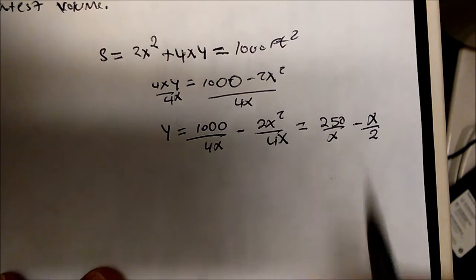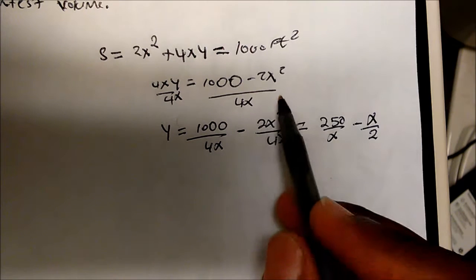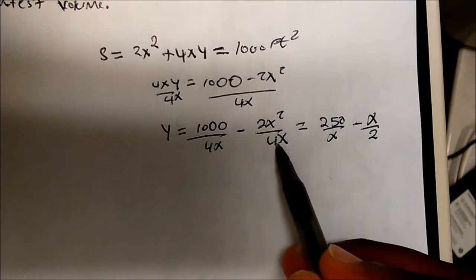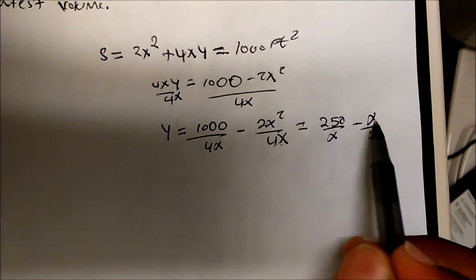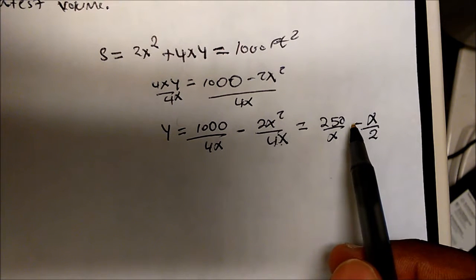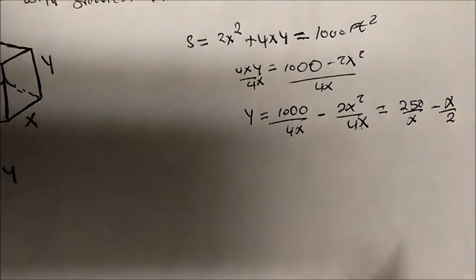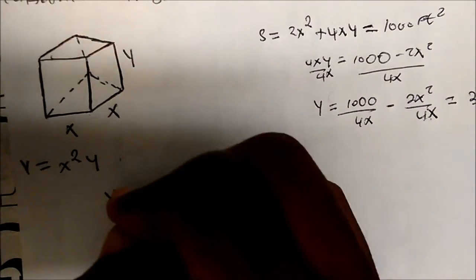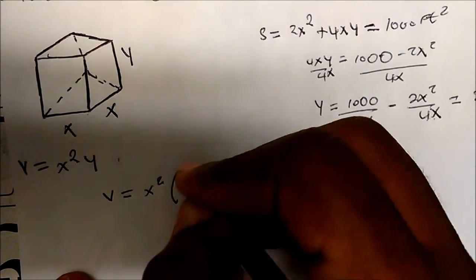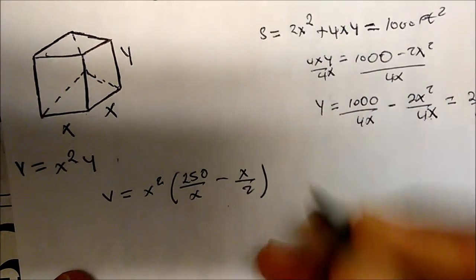Again, 2 goes into this once, 2 goes into 4 twice, so the x's leave and this cancels out. So really our y is just 250 over x minus x over 2 simplified. So now that we found our y, we could just go ahead and plug it into this formula. So our volume now is going to be equal to x squared times 250 over x minus x over 2.